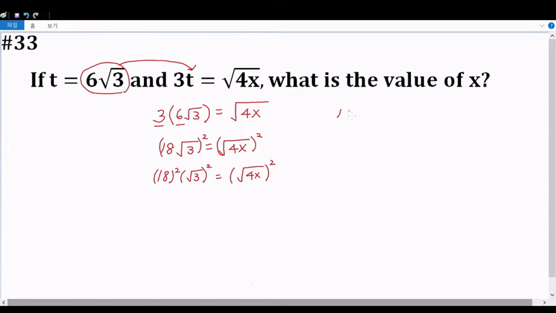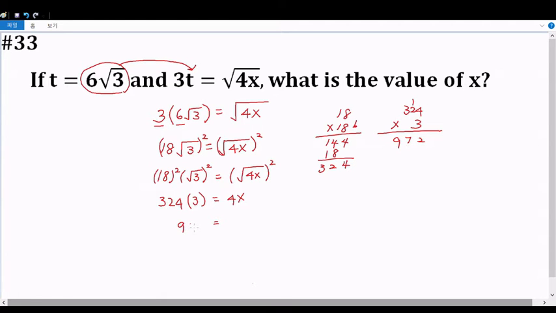18 squared is equal to 324. So 324 square root of 3 squared is just 3. Square root of 4x squared is 4x. Now let's multiply 324 and 3. Then we get 972 is equal to 4x.